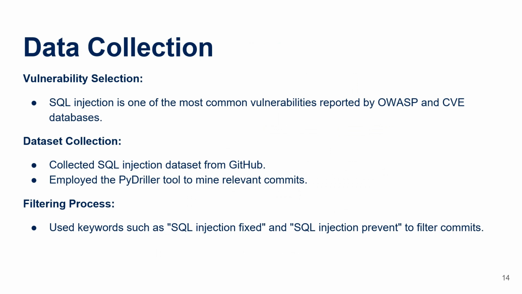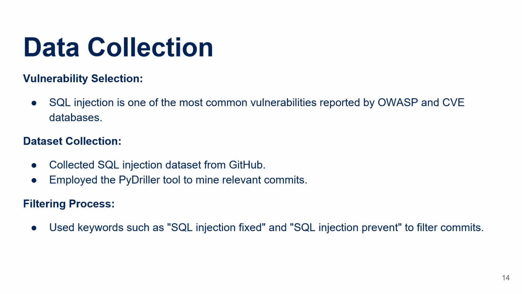For data collection and labeling, we chose SQL injection vulnerabilities as our detection objective, since it is reported as one of the most common vulnerabilities by OWASP and CVE databases. On top of that, it has syntactic features that can be learned by a deep learning model.